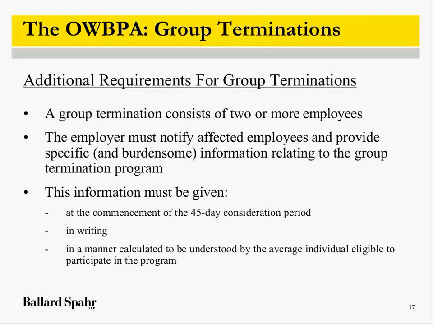Now, group terminations. A group termination consists of more than one. It's two. Two is a group. The employer must notify the affected employee and provide specific and burdensome information related to the group termination program. This information must be given in writing in a manner calculated to be understood by an average individual and at the commencement of the 45-day consideration period.